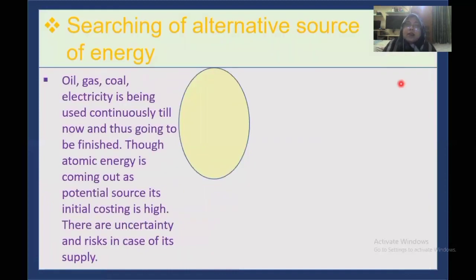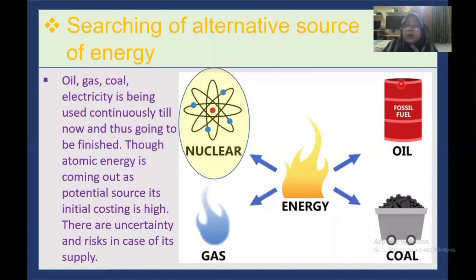And then, searching for alternative sources of energy. Now, in this topic, oil, gas, and electricity are being used continuously till now, and thus are going to be finished. Though atomic energy is coming out as a potential source, its initial cost is high. There are uncertainty and risk in case of this supply. When we are talking about non-renewable energy, one source is oil, one is coal, one is gas, and another is nuclear energy. Atomic energy is coming out as a potential source, and its cost is very high. So uncertainty and risk in case of supply are also there.